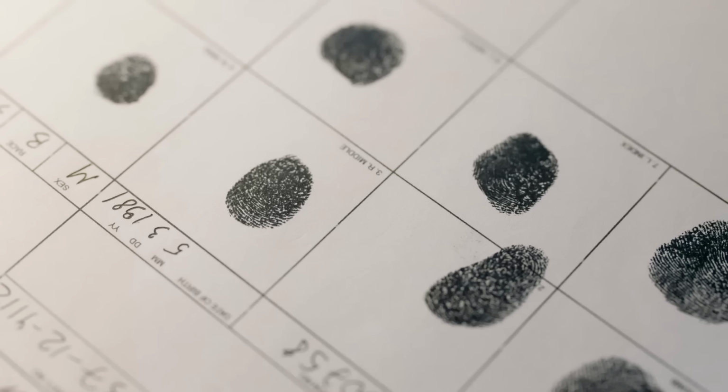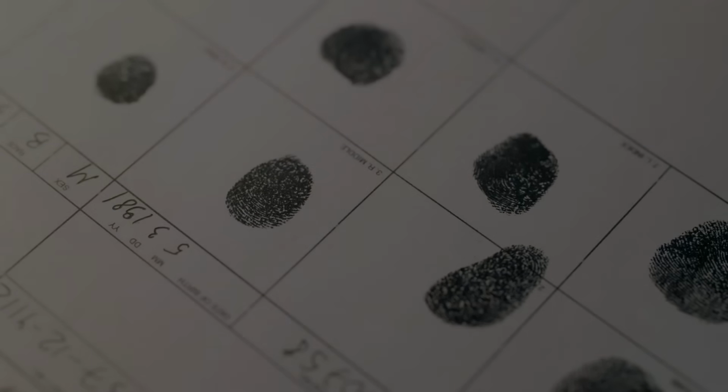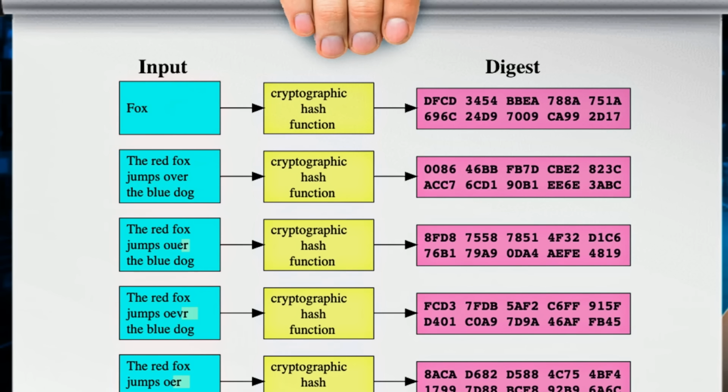Take your fingerprint. You can't just make a person from it. It just doesn't work that way. Same with a hash. Once you turn it into numbers, you can't turn it back like that.